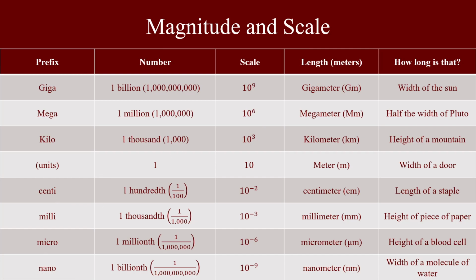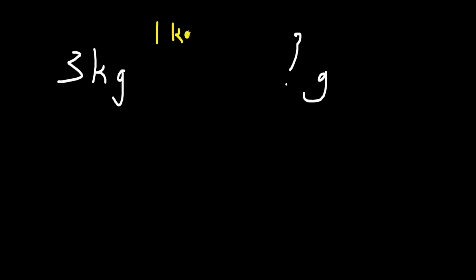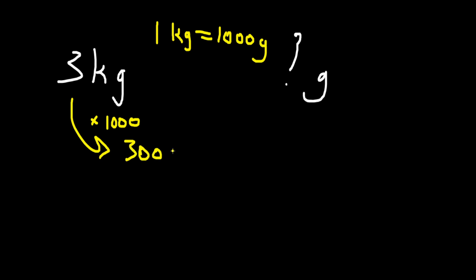Real quick, let's jump over to the blackboard for a second. Let's say I have 3 kilograms, and I want to know how many grams that is. Well, I know that 1 kilogram is 1,000 grams. So, 3 times 1,000 is going to give me 3,000 grams. And that's about all I need to know when I'm moving up the chart.